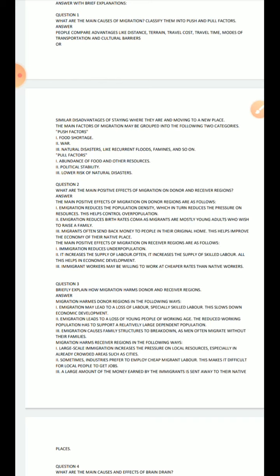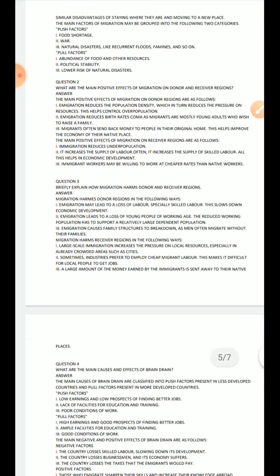It increases supply of labor. Often it increases supply of skilled labor. All this helps in economic development. Immigrant workers may be willing to work at cheaper rates than the native workers. So these are selected points which we have taken for question number 2. Question 3 is asking: briefly explain how migration harms donor and receiver regions.